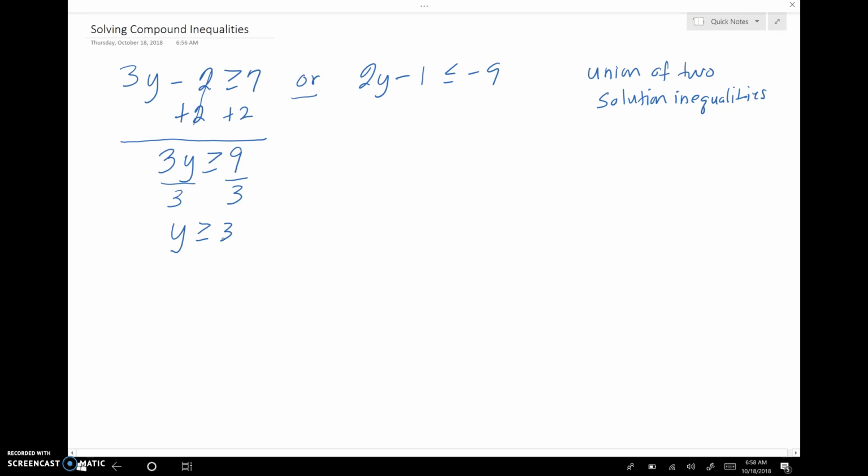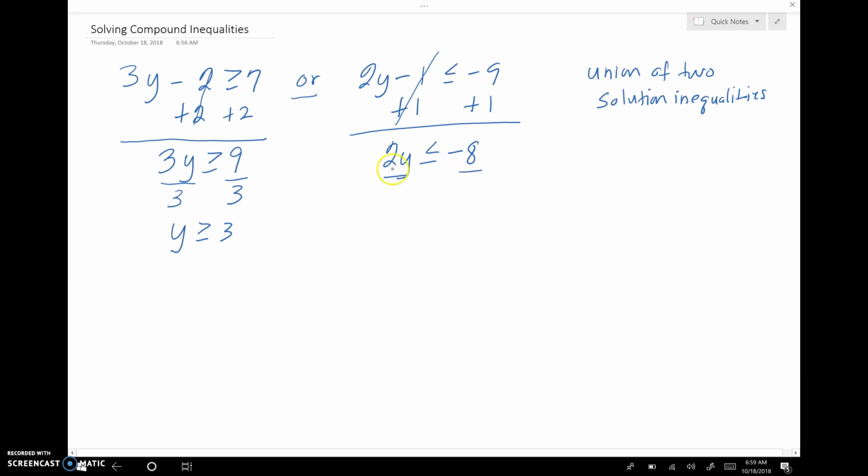Now we're going to go ahead and solve the inequality to the right. And you notice that we're subtracting 1, so we have to add 1 to both sides. And we notice that 1 minus 1 is 0, and we're left with 2 times y, or 2y, is less than or equal to, and you notice we have a negative 9 plus a 1, so we're going to subtract, and we have negative 8.